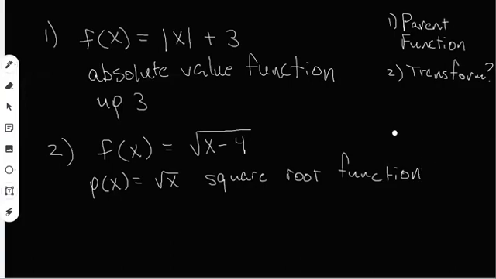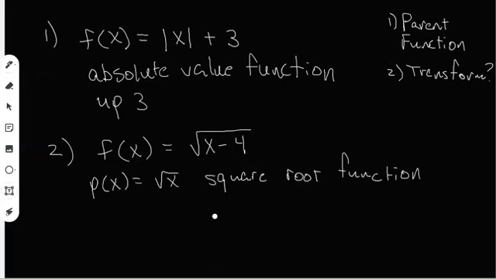Now, when you graph it, and I'll show you how to do this in a minute, you'll get the square root graph. But I want to know what the transformation is. What's going on here? Well, we're subtracting 4 on the inside, right?